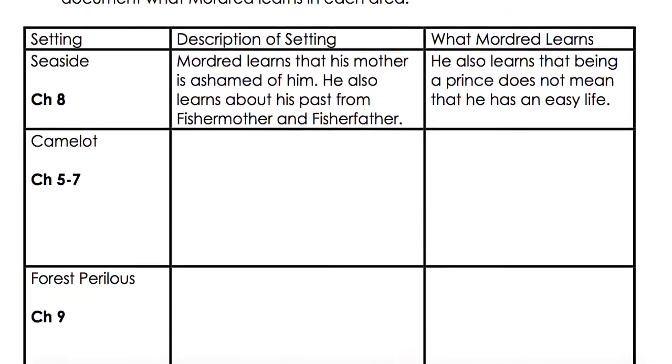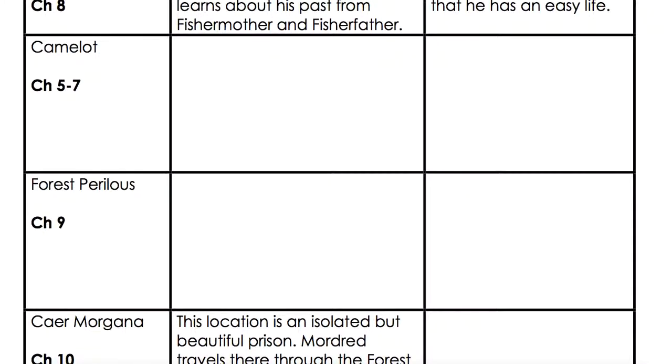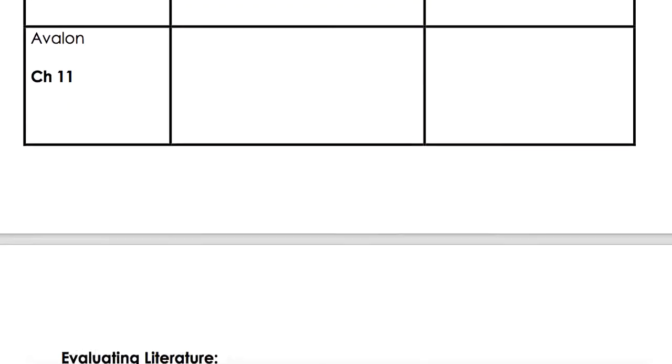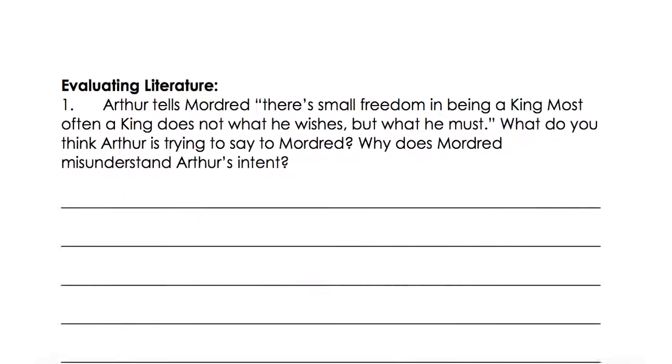Now, Mordred also visits Camelot, again the kingdom there, and then he also travels through the Forest Perilous. Then he eventually ends up at the Sierra Morgana, which, again, this location, the setting portion is filled out for you. It's an isolated but beautiful prison. And then you're going to explain what Mordred learns there. Then finally, you're going to preview what Avalon is like here in chapter 11. And then we are going to move on to the evaluating literature section.